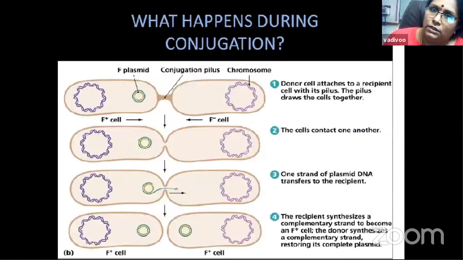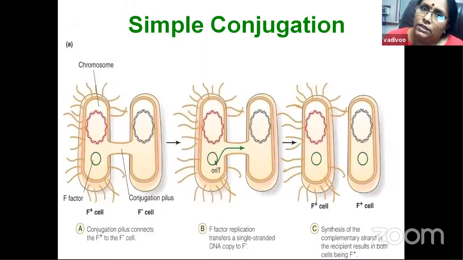So what happens during conjugation? I have shown you. F minus cells become F plus cells. This is simple conjugation. One of the strands of the F factor gets transferred, and then a complementary strand is formed from the primary strand.